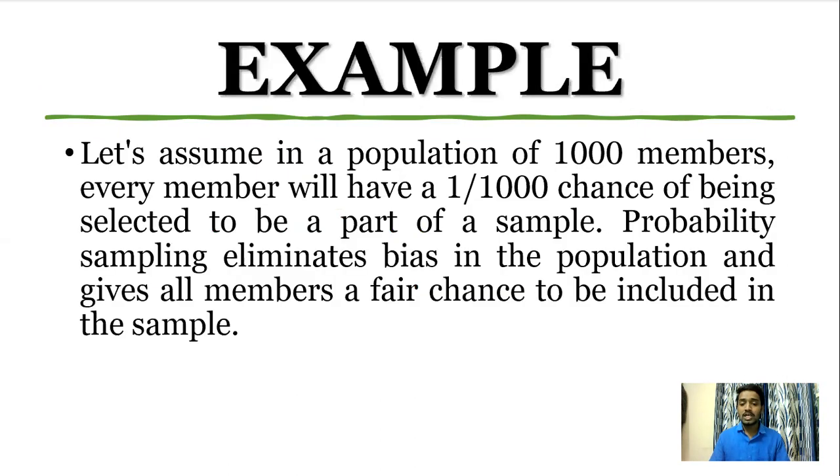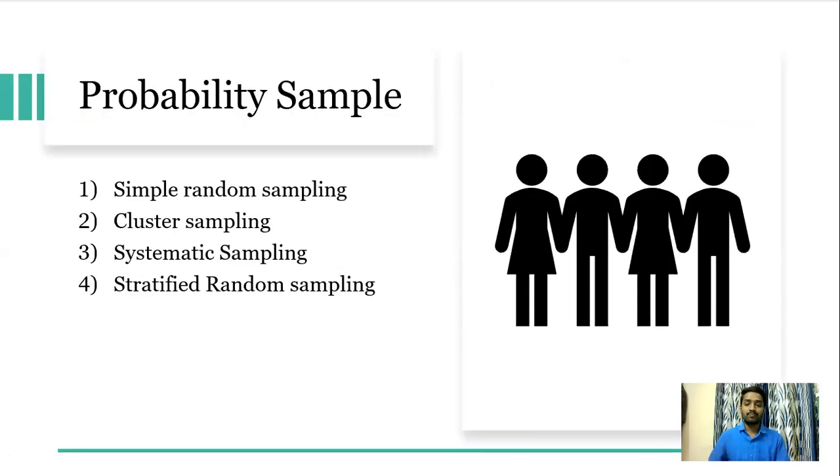opportunity. So what probability sampling does mainly is it is going to eliminate the bias. It is going to eliminate the bias in the population and gives all members a fair chance to be included in the sample. So here it eliminates the bias and it gives a chance to all the population to be part of the sample.